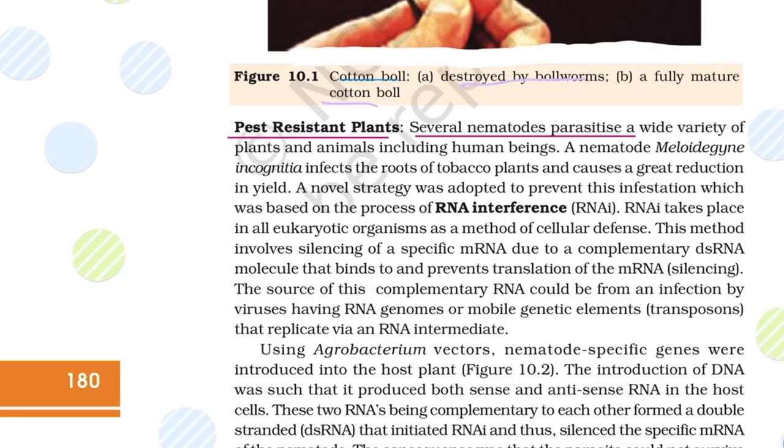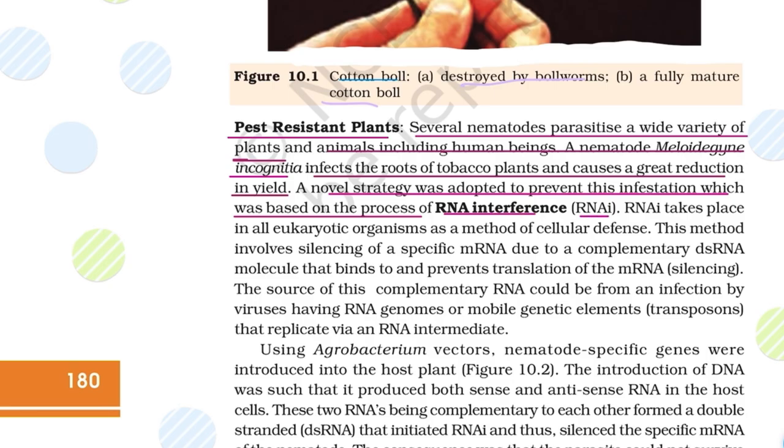Several nematodes parasitize a wide variety of plants and animals, including human beings. A nematode, Meloidogyne incognita, infects the roots of tobacco plants and causes a great reduction in yield. A novel strategy was adopted to prevent this infestation, which was based on the process of RNA interference, RNAi.